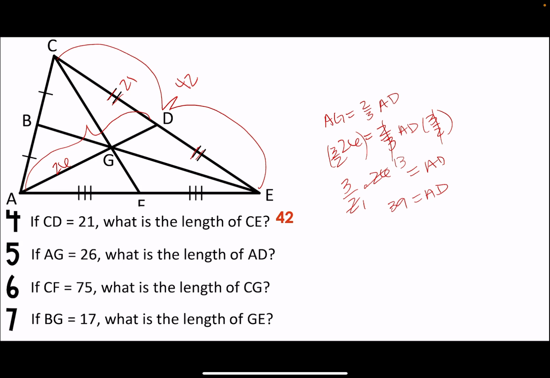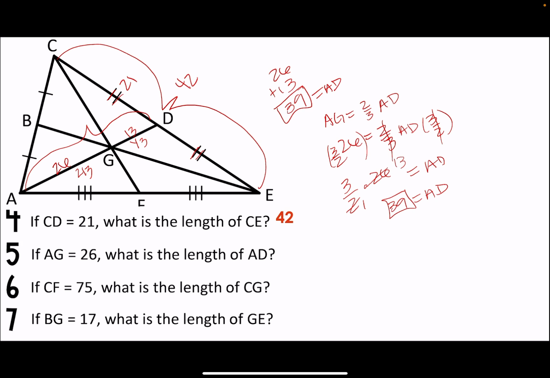I do need you to know the math behind it, but there's a trick to this too. If AG is 2/3 and GD is 1/3, you could figure out the entire whole. This is AG is 2/3. That means half of it is going to be 13. And that's going to be that 1/3. And 26 plus 13 is also 39.